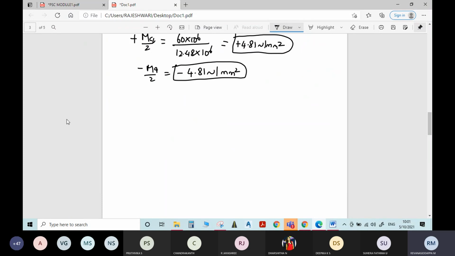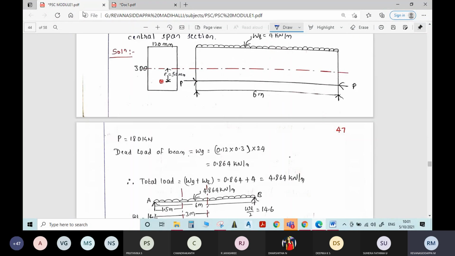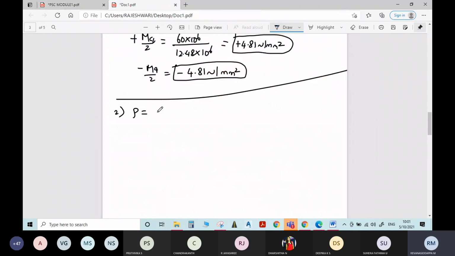Second problem. P is equal to how much is given? It is given as 180 kilonewton. P is equal to 180 kilonewton. Then the dead load of the beam.